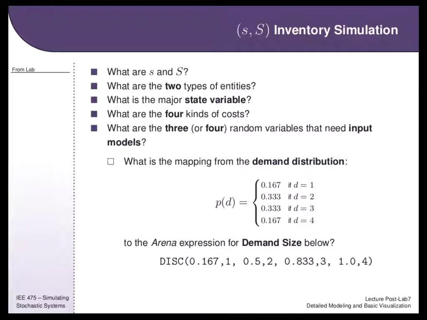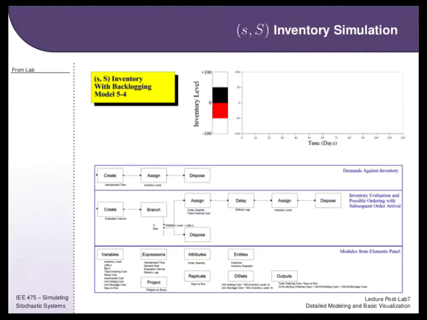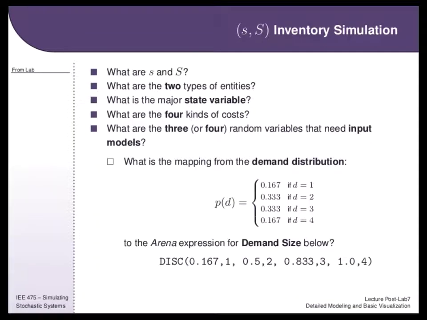What are the two types of entities? There's two: the inventory evaluator as well as the customer. What is the major state variable? In that case, it's the inventory level. Then there are the four kinds of costs, and those are listed back here under these expressions, and so on.